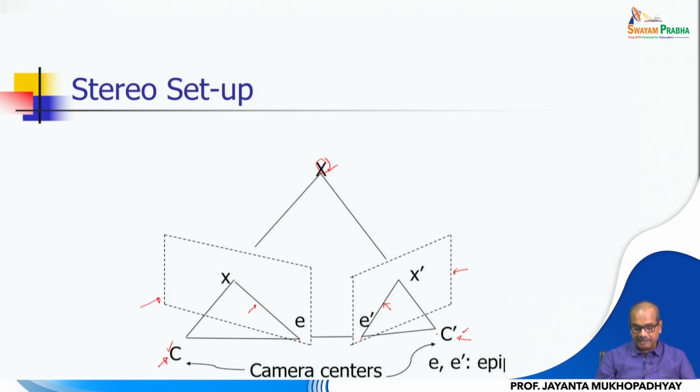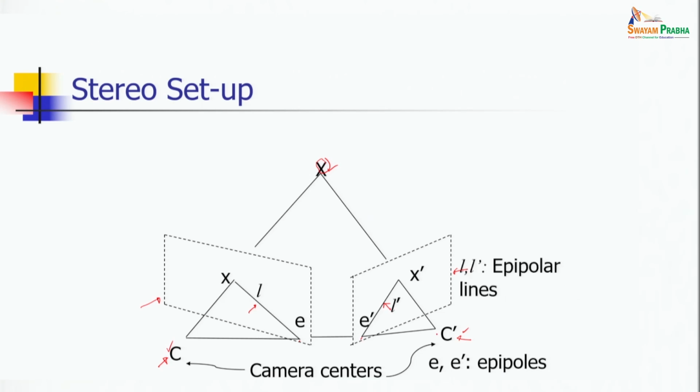I've said epipoles, and these two lines we call epipolar lines, and this plane is called the epipolar plane. So the epipolar plane is defined by the scene point and the two camera centers. And the epipolar lines are the intersection of the epipolar plane with the image plane. So you see that there is an intersecting line of this epipolar plane with the image plane. Similarly, this is the intersecting line of the same epipolar plane with the other image plane.